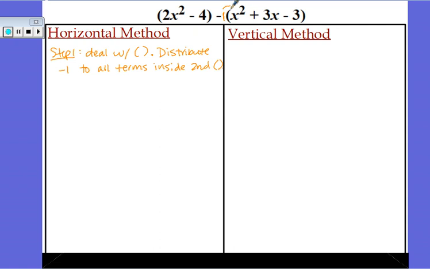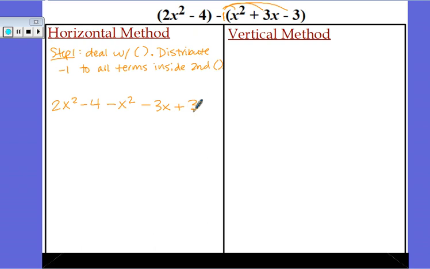Okay, so that means the negative 1 goes to all of the terms. Once we do that, we can then rewrite the polynomial as 2x squared minus 4. So the first set of parentheses just leave, they're irrelevant, and then minus x squared, which is minus 1x squared, which is x squared, minus 3x plus 3.